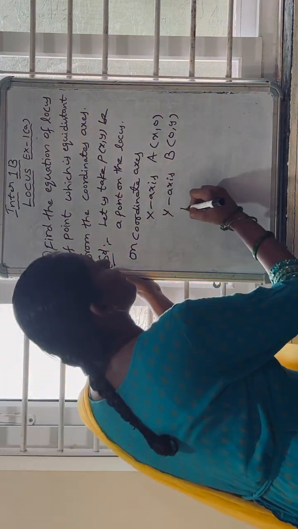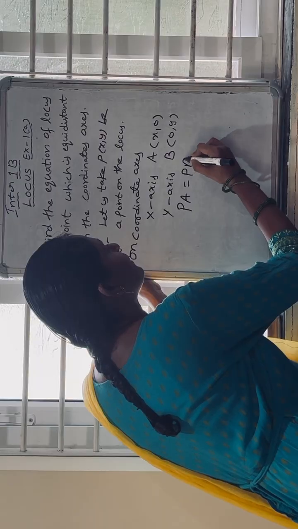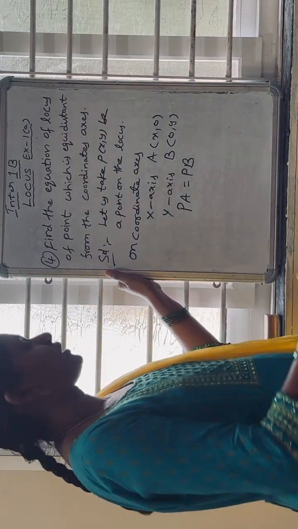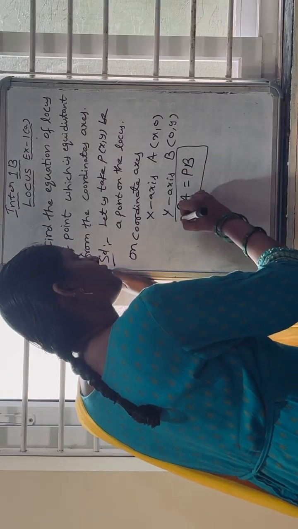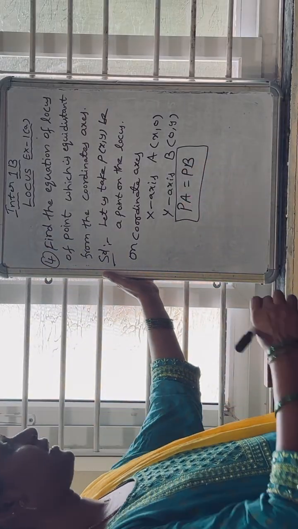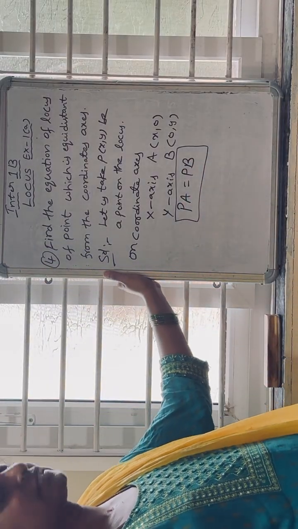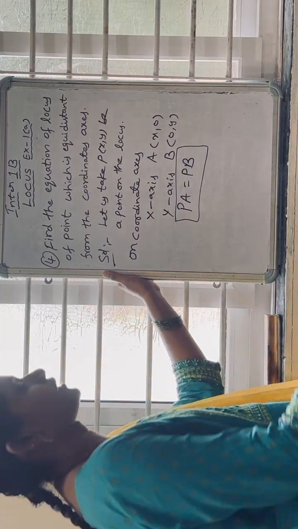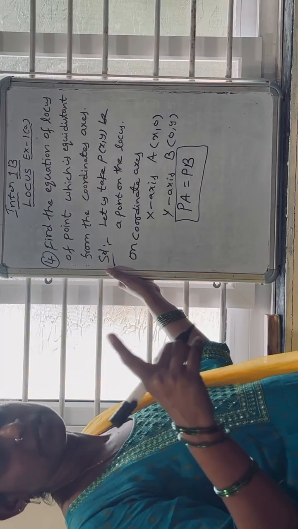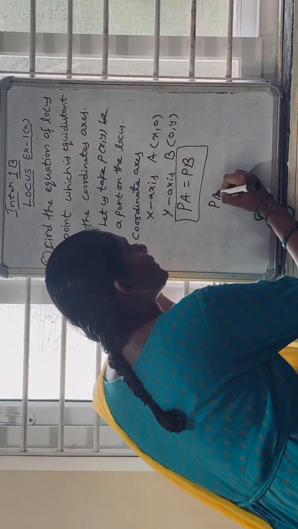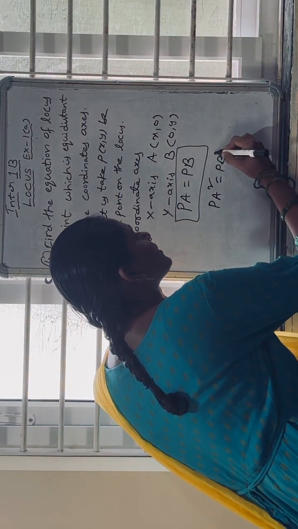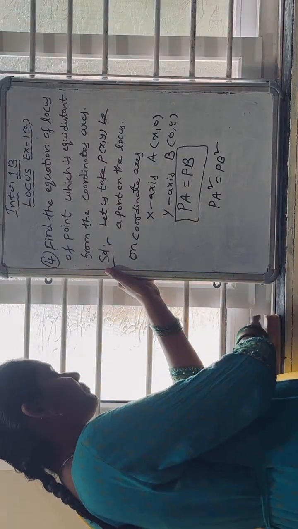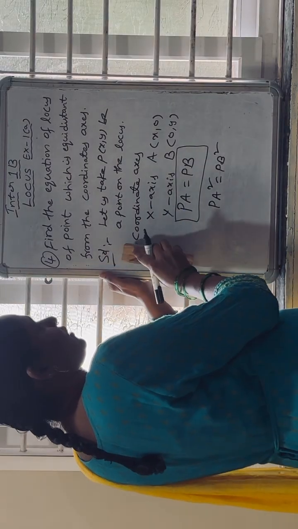Now what is given for P? PA equal to PB. PA equal to PB is the locus condition. For this condition we have to apply the formula. What is the distance between 2 points? Square root of x2 minus x1 whole square plus y2 minus y1 whole square. We don't want the root, that's why I am doing it now. PA square equal to PB square. The square root will cancel and we will get an easy calculation. Now, you see the next calculation part.